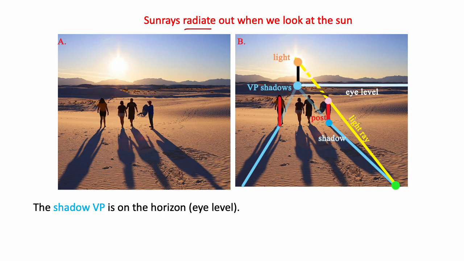In contrast, sun rays radiate out when we look at the sun. In this situation, you can see that there's radiation of the shadows, and these shadows converge toward a shadow vanishing point on eye level, which is also on the horizon. And directly above that is the light source, where sunlight hits the top of the pole to reach the end of each shadow.